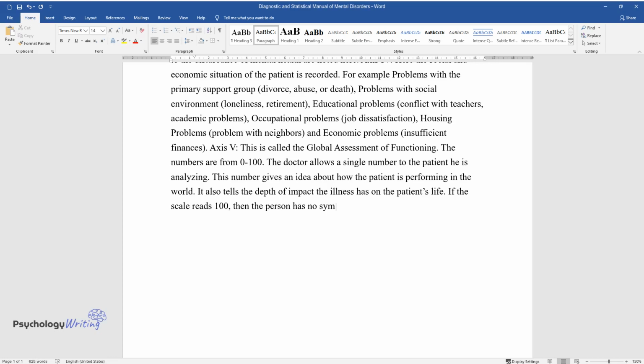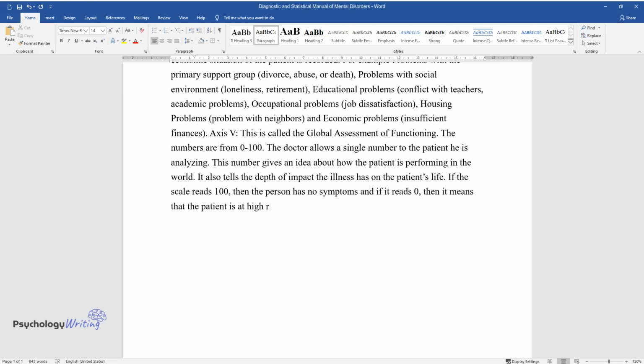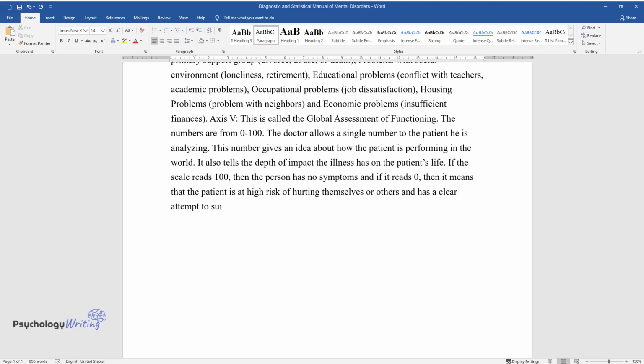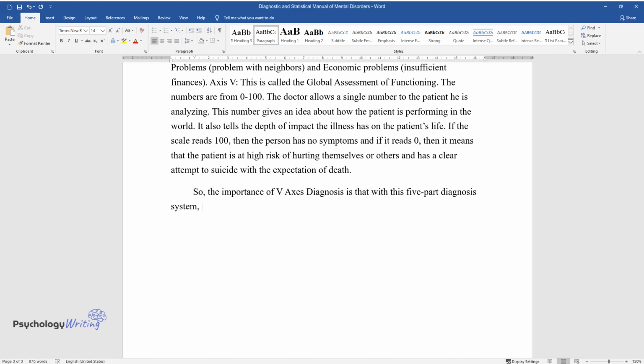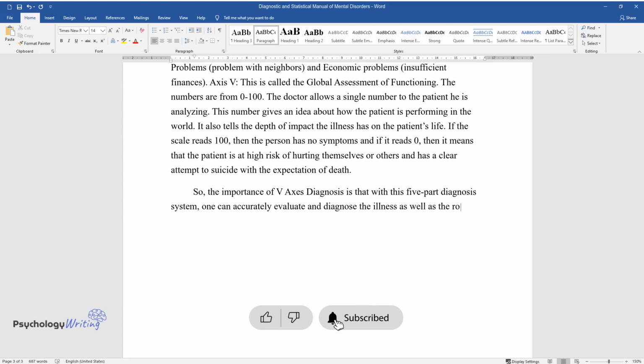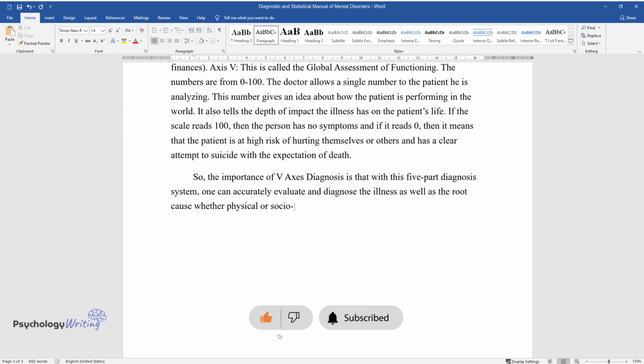If the scale reads 100, then the person has no symptoms, and if it reads 0, then it means that the patient is at high risk of hurting themselves or others and has made a clear attempt at suicide with the expectation of death. So, the importance of five-axis diagnosis is that with this five-part diagnosis system, one can accurately evaluate and diagnose the illness as well as the root cause, whether physical or socioeconomic, and impart the right treatment.